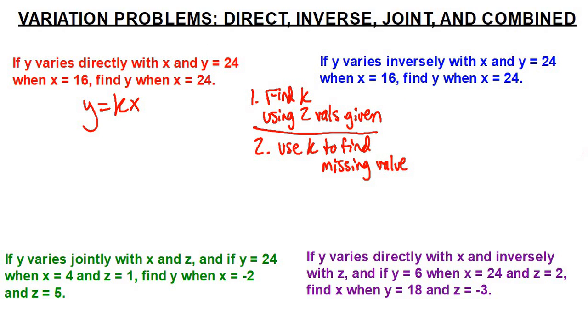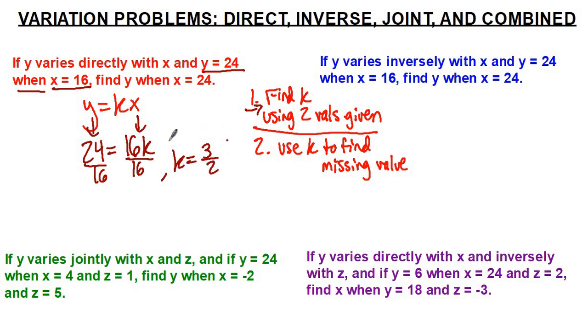So what do I mean by the two values given? There are two values given: y equals 24 when x equals 16. So I'm going to plug in 24 for y, and I'm going to plug in 16 for x, and there's that k. Now it says find k. Well, here we would find k if we just divide by 16. And k is 24 over 16. When you reduce that, it reduces to 3 over 2. So we've taken care of this step.